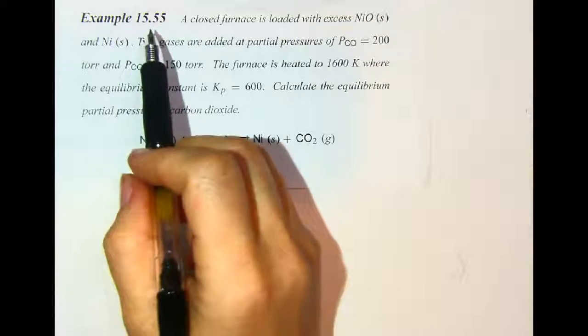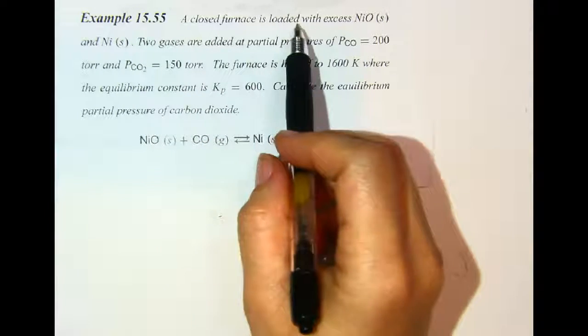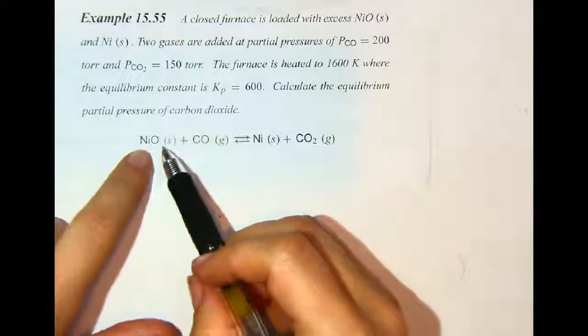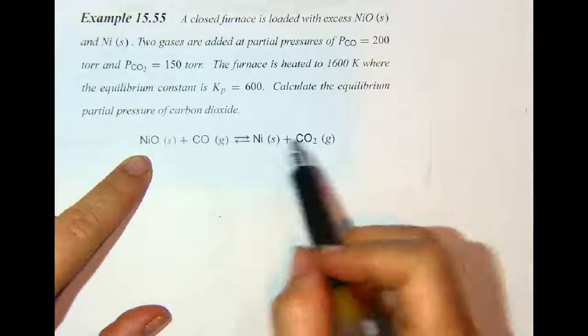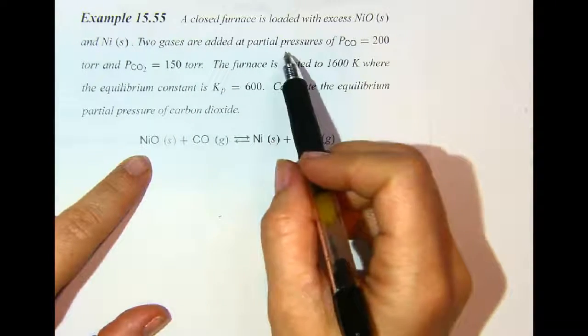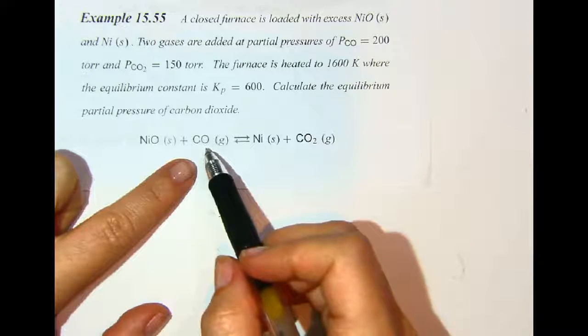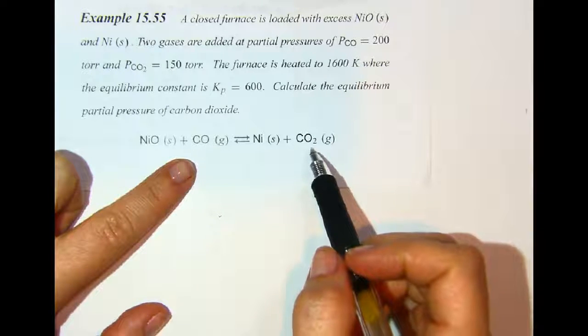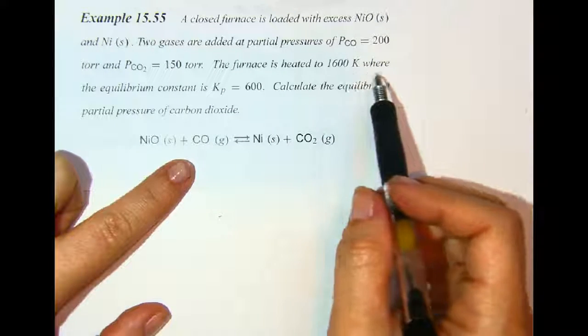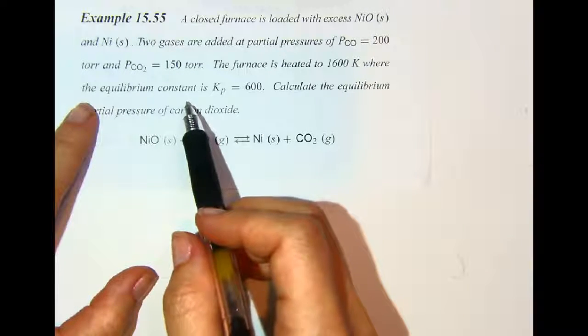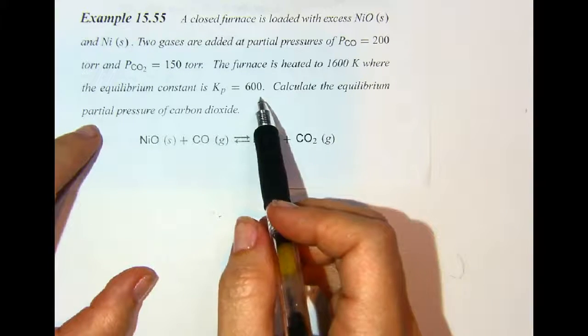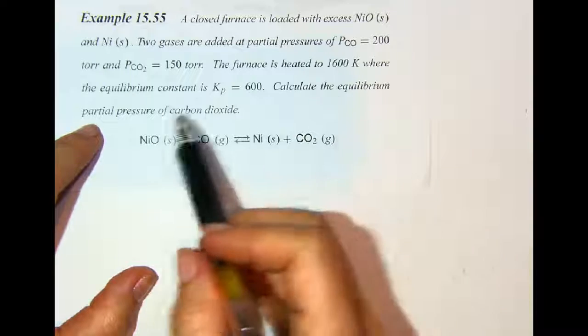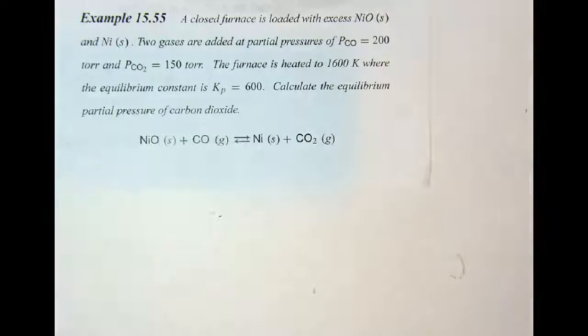Example 15.55, a closed furnace is loaded with excess nickel oxide and nickel solid. Two gases are added at the partial pressures of 200 torr and 150 torr. The furnace is heated to 1600 Kelvin, where the equilibrium constant is Kp equals 600. What is the equilibrium partial pressure of the carbon dioxide?